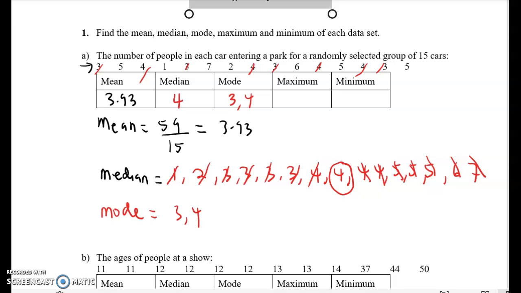And the maximum value, which is the highest data value in a data set, is 7. And the minimum value of this data set, or the smallest data value we have in this data set, is 1.